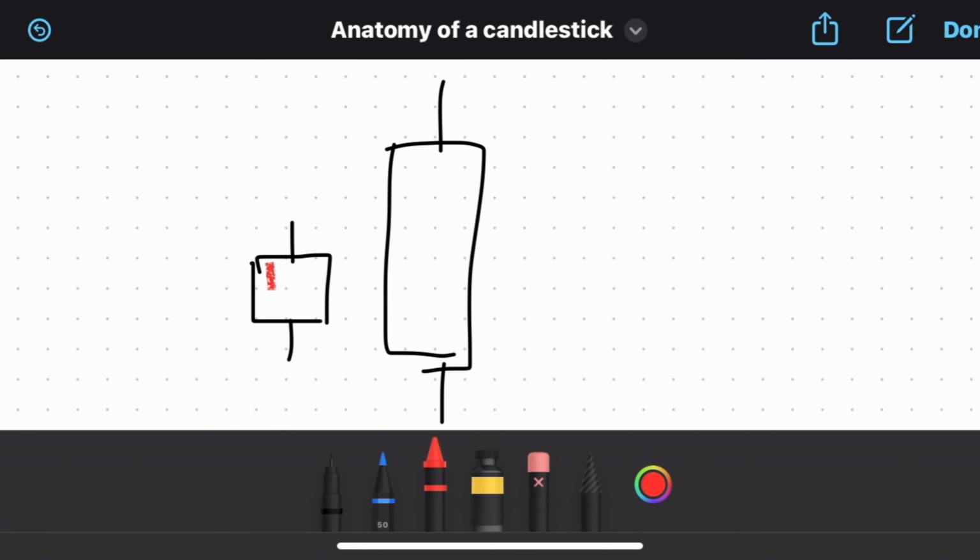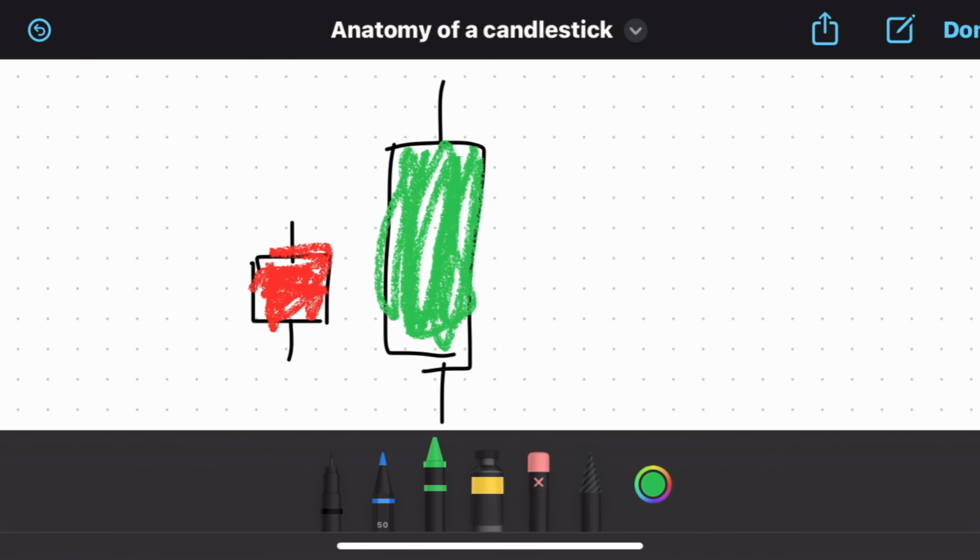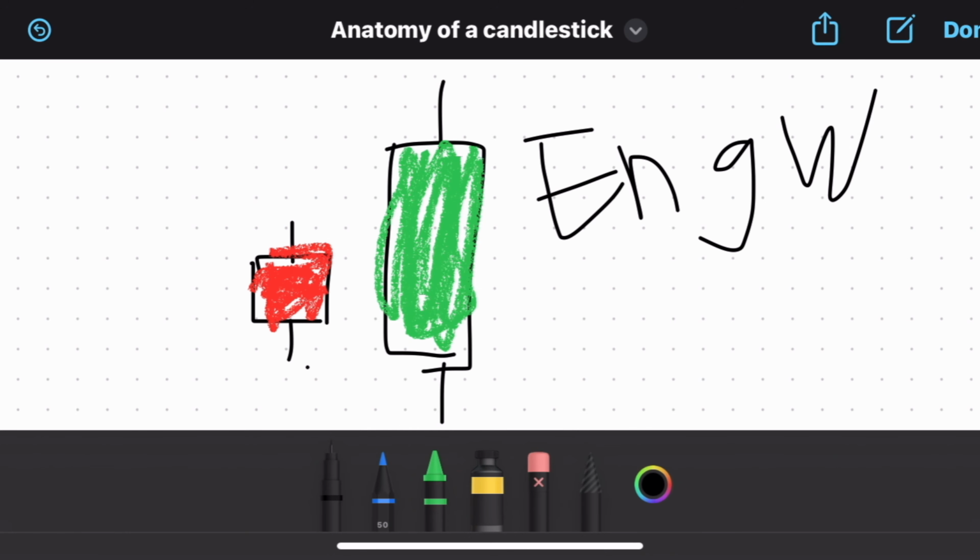So I'm going to color this red, which shows this is a bearish candlestick, and then this is a bullish candlestick. Okay, so typically what this means is that there is a bullish engulfing candle. So the word engulfing simply means like sort of swallowing up, right? To engulf. So you find something this size and then something this size. You can see that this size completely engulfs or swallows up or covers up this particular one.